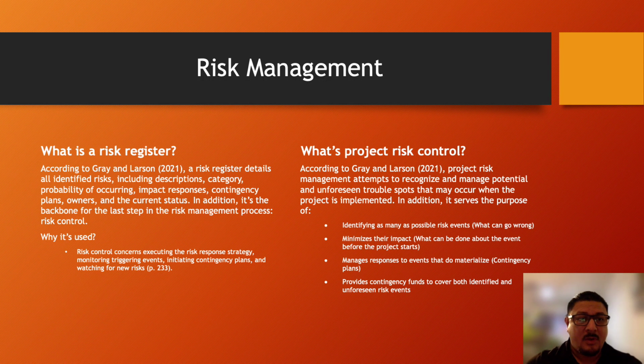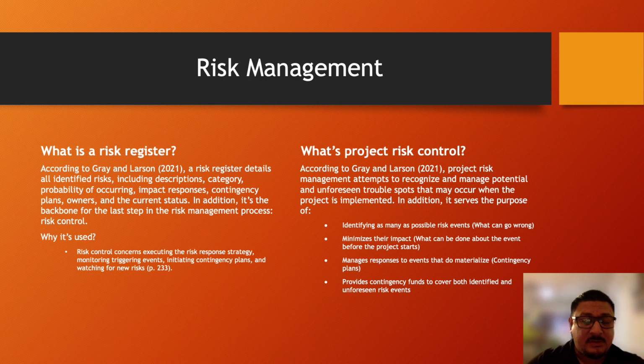Risk management. What is a risk register? According to Gray and Larson, a risk register details all identified risks, including descriptions, category, probability of occurring, impact, responses, contingency plans, owners, and the current status. In addition, it's the backbone of the last step in the risk management process, risk control.